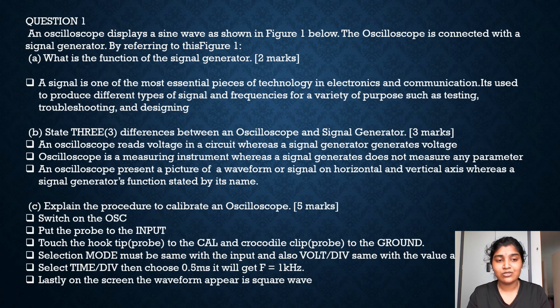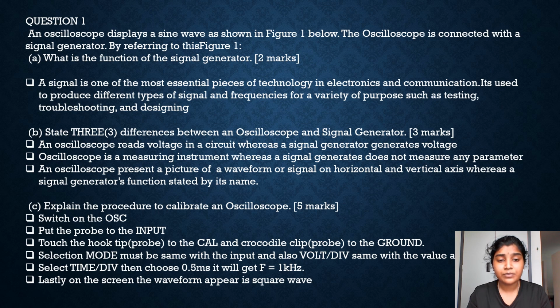First question in EUC2 is, what is the function of the signal generator? A signal generator is one of the most essential pieces of technology in electronics and communication. It's used to produce different types of signals and frequencies for a variety of purposes such as testing, troubleshooting, and designing.